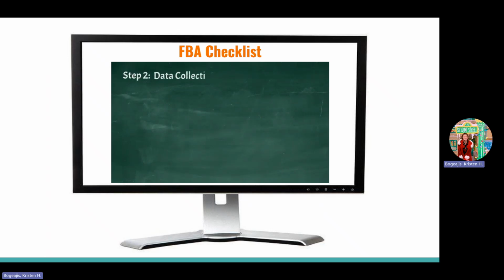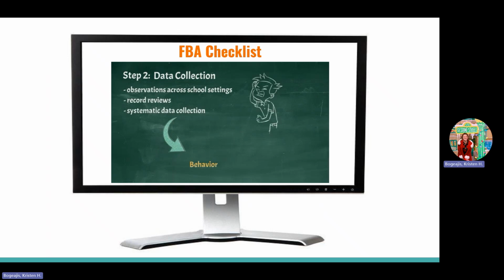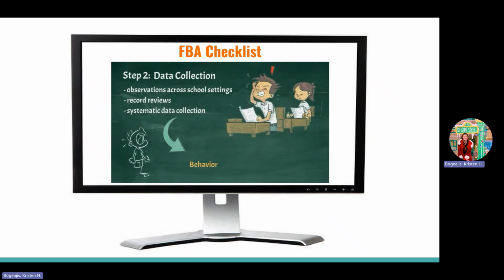Collect information on the specific problem behavior through observations across school settings, record reviews, and systematic data collection that includes when and where the behavior occurred, who was present, how often and for how long it occurred, what happened just before the behavior started, what happened after the behavior stopped, and what were the consequences. Consequences include the immediate reactions of staff and other students, not just behavior consequences.